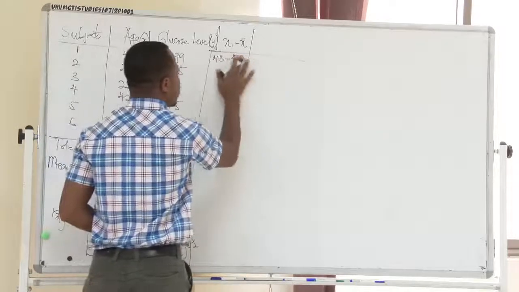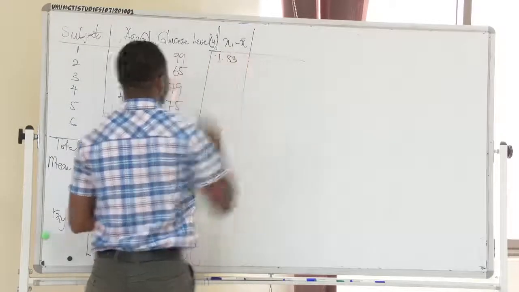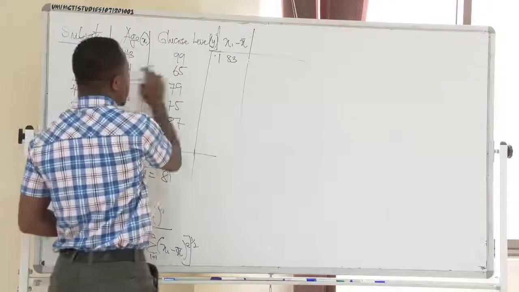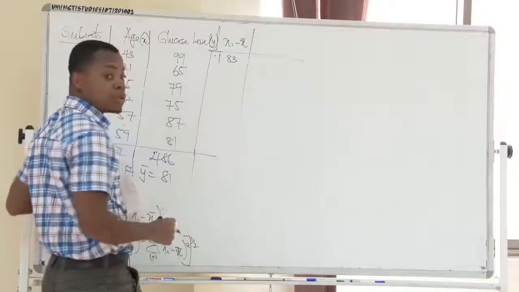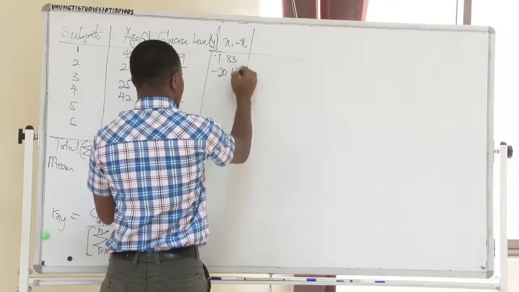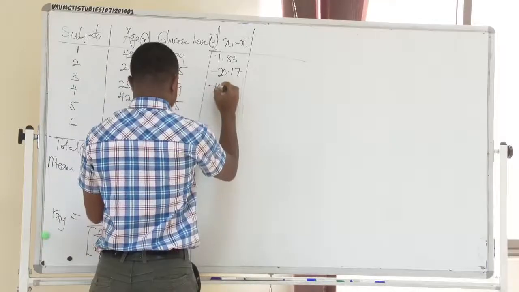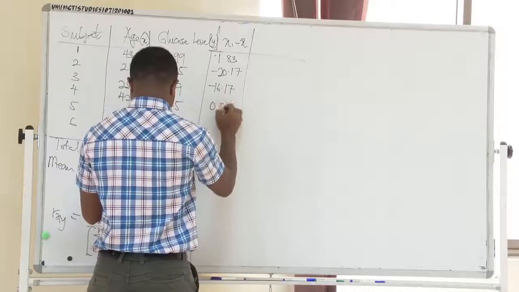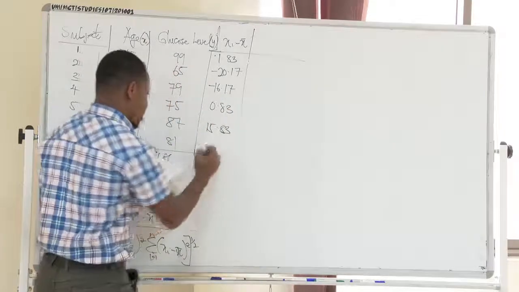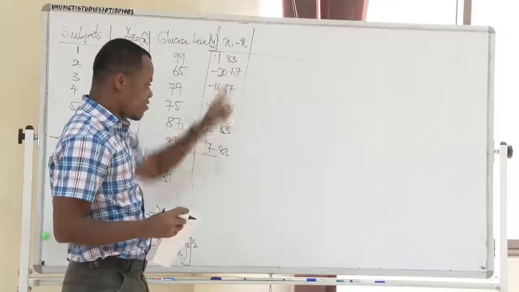If you simplify all this, we are getting 1.83. Now if you do the same to the second row, that is 21 minus the x bar, which is 41.17, we are getting minus 20.17. Now if you do the same for the other rows, we have minus 16.17, 0.83, then 15.83, then finally we have 17.83.